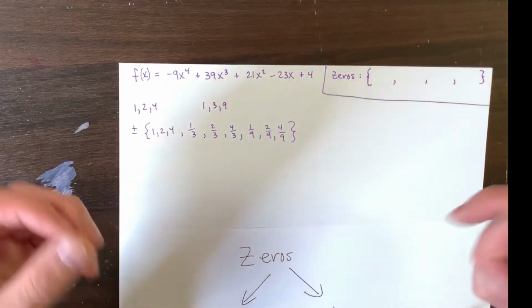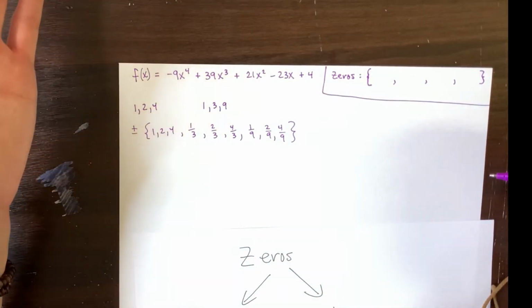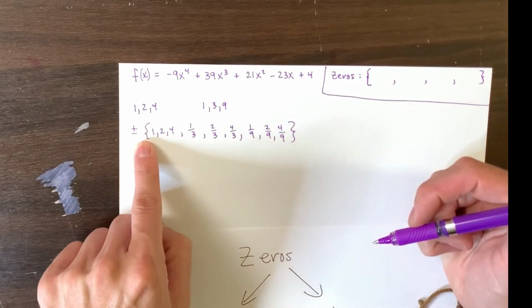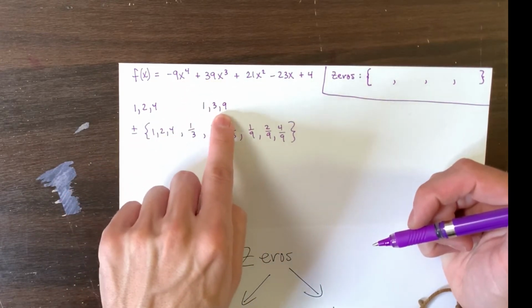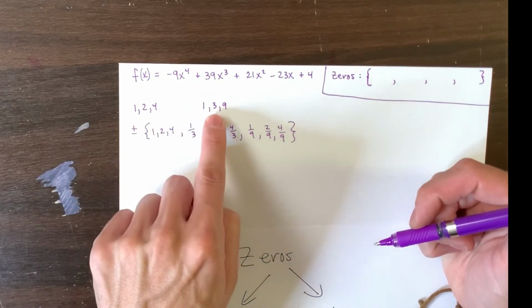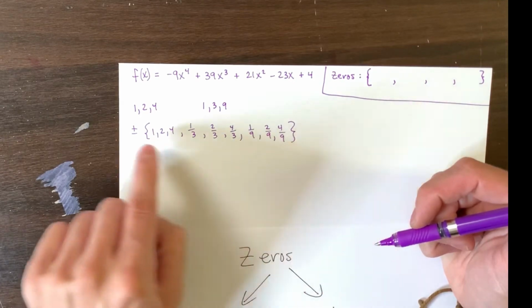So if they ever ask you to make a list of all the possibilities, this is how you create that list. You write the factors of this, you write the factors of that, and you divide this set by these one at a time. Protect them, plus or minus.